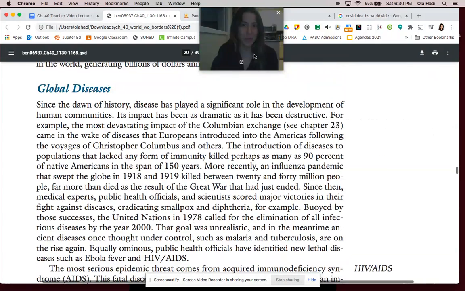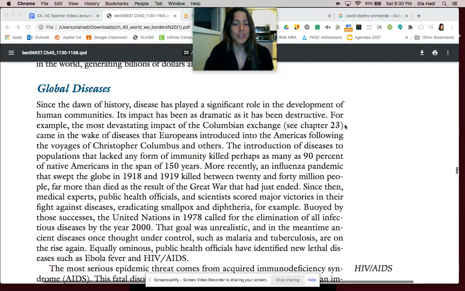Now, one of the things I want to remind you is that when history ends and when current events begin is open to debate. Most historians use a rule of thumb of about 30 years ago to say that's history, and anything after that is current events. So anything within the last 30 years is more current events.